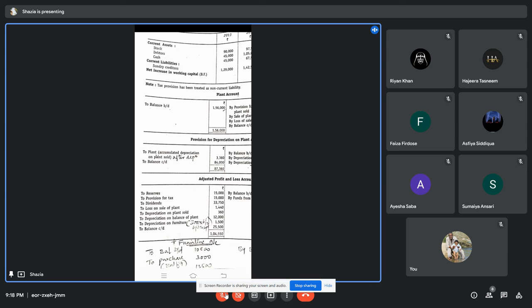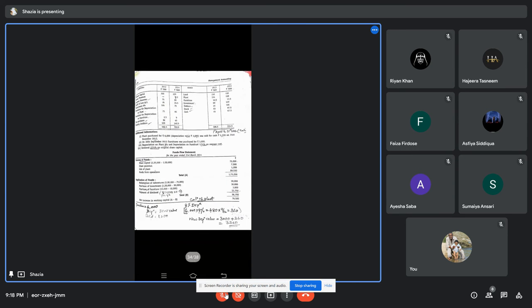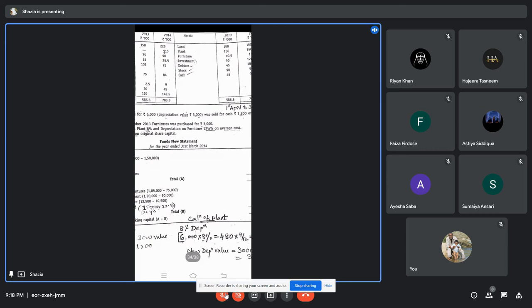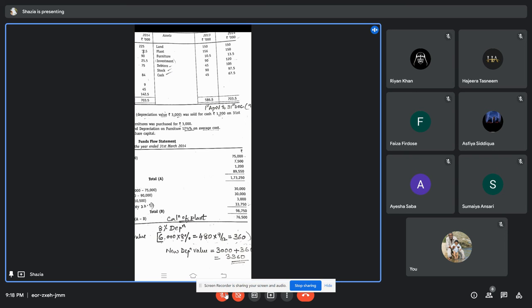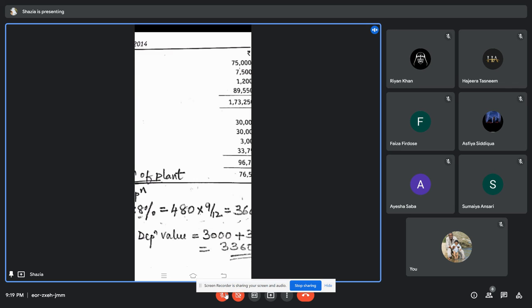Like how we calculated the depreciation on plant. We calculated it on the plant only. See, here 6,000. What is the 6,000? It is a new purchase of plant. On this only we calculated. The percentage also we calculated, and the remaining value of the money also we have added here. Depreciation value. So that's how we got the value for the plant.